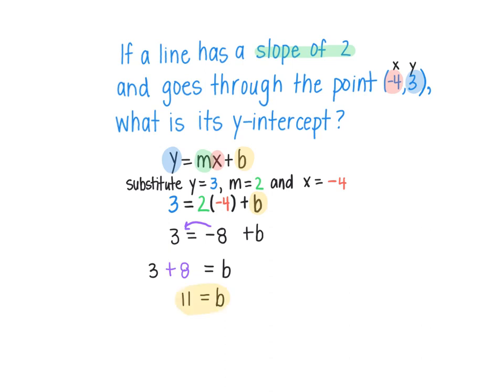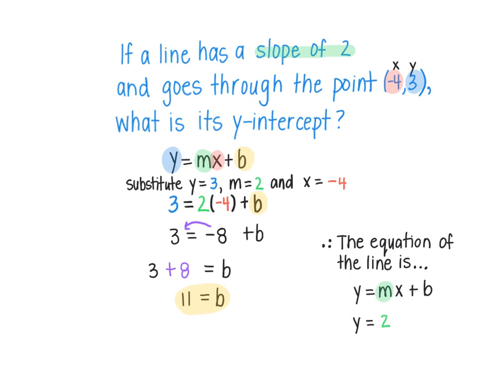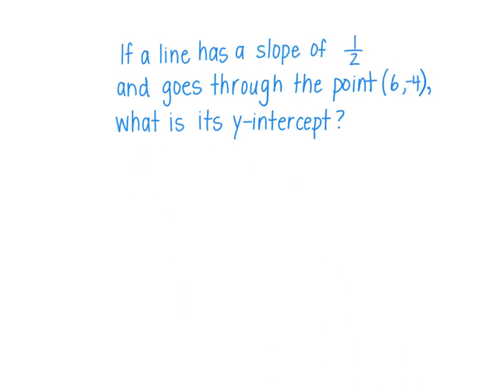This is our y-intercept. To take our solution one step further, we can create an equation of our line. We will substitute our original slope of 2 and our newly found y-intercept of 11 into y equals mx plus b for the m and the b. The equation of the line that has the slope of 2 and goes through the point -4, 3 is y equals 2x plus 11.